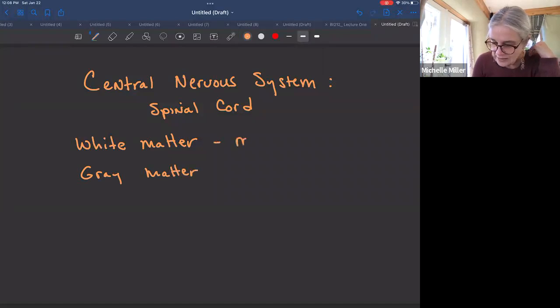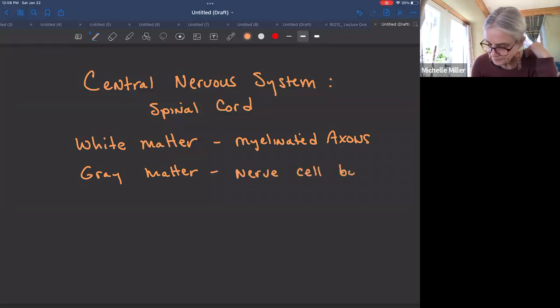So the white matter is the myelinated axons. And the gray matter is actually the nerve cell bodies. It's interesting when we look at our brain and our spinal cord, they have quite a bit of gray matter, the cell bodies residing there. In the spinal cord, we have spinal nerves that exit. The cell bodies are in the spinal cord for the most part, but the nerves that exit are just bundles of myelinated axons.